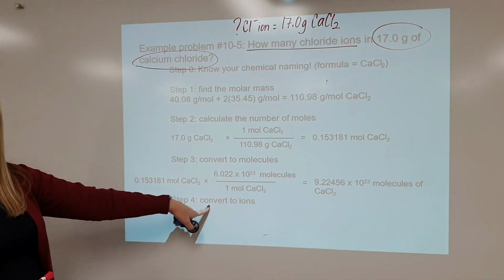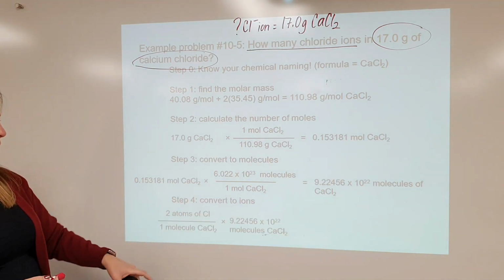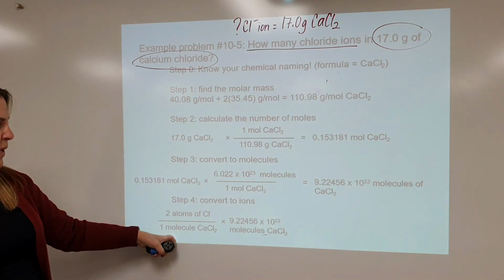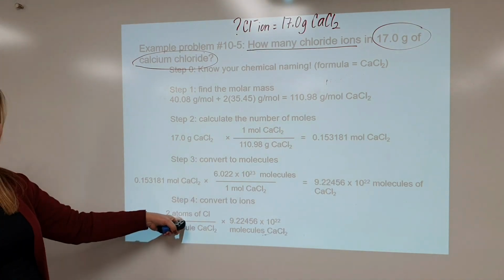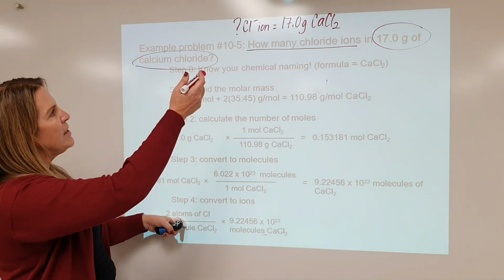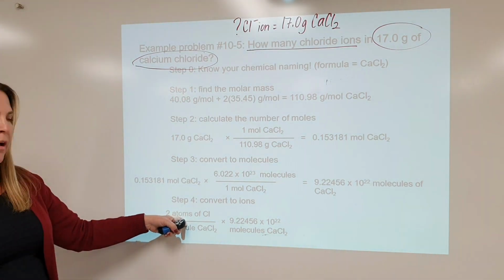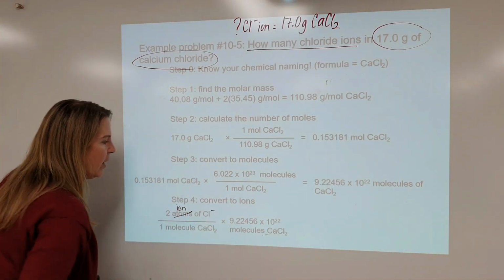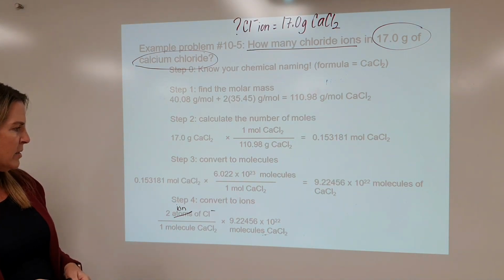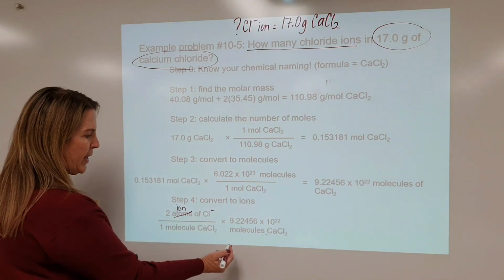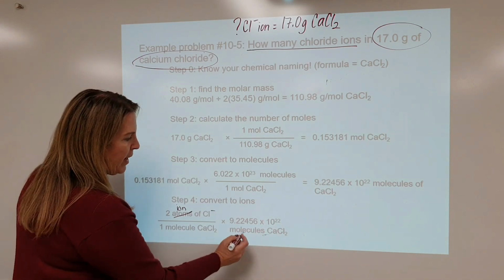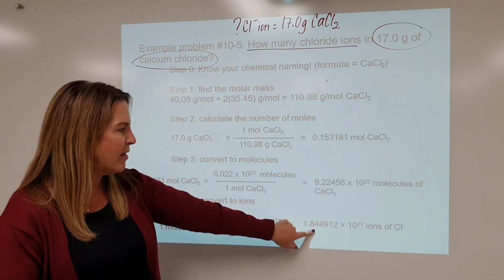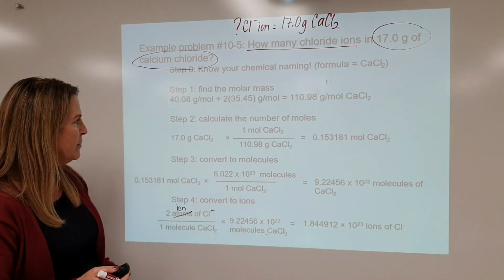So the last step is we're going to actually use that relationship. Starting with our molecules, for every 1 molecule of calcium chloride, there are 2 ions of chloride. Up there it says atoms, so technically this should be ions of chloride, or chloride ions, so let's just change that. Notice, we haven't got the answer yet. There we go. And now it's ions of chloride over here.